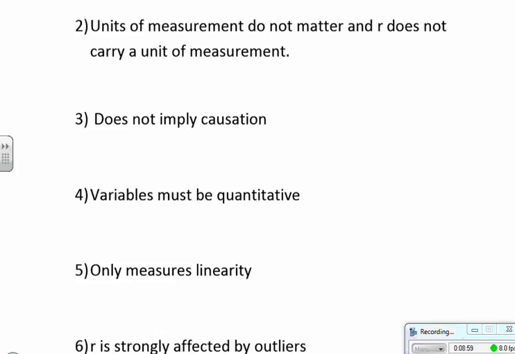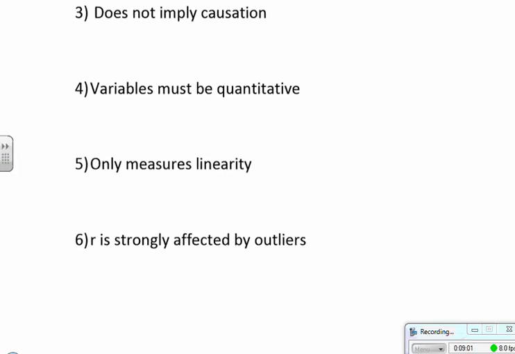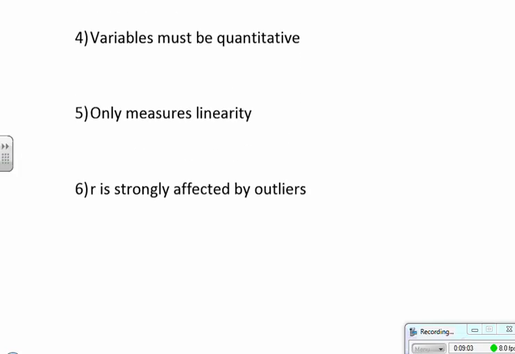Number 4, variables must be quantitative. They must be numbers. You have to be able to get them on a scatter plot. Okay, it does not make any sense to say that there's a high correlation between people who have brown hair and IQ. Brown hair is not a quantitative variable. It's got to be quantitative, numerical.